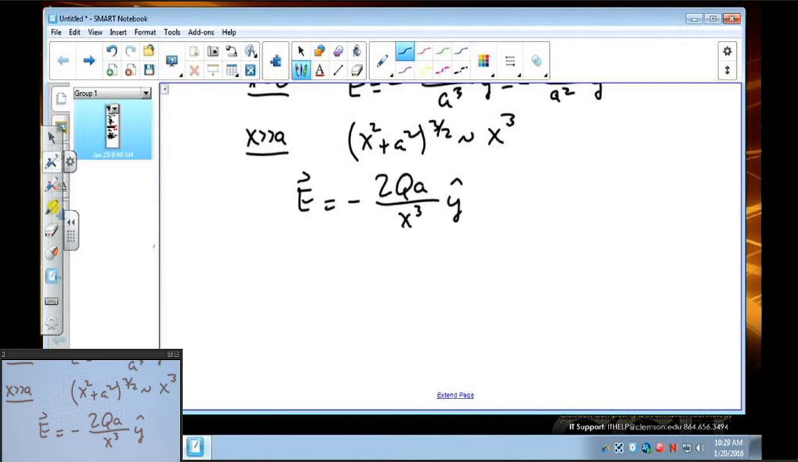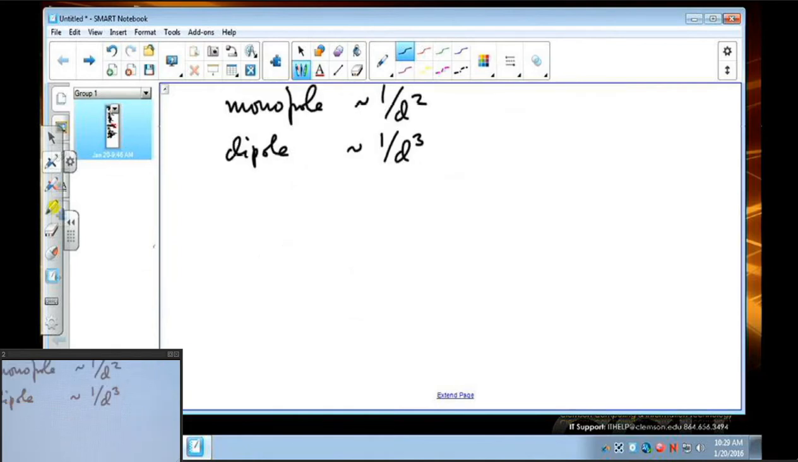So notice that the monopole field strength, which is a single charged body, falls off like 1 over the square of the distance. The dipole, which has two bodies with equal and opposite charge, goes like 1 over the cube of the distance, because you have a partial cancellation of their fields. And you could continue this.